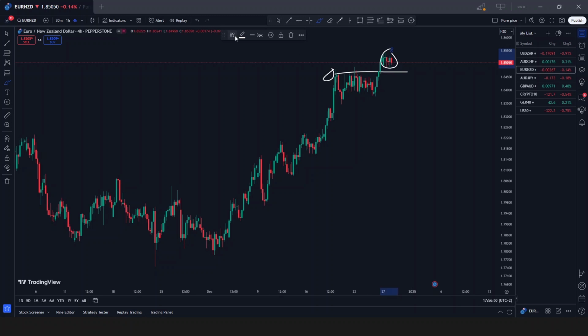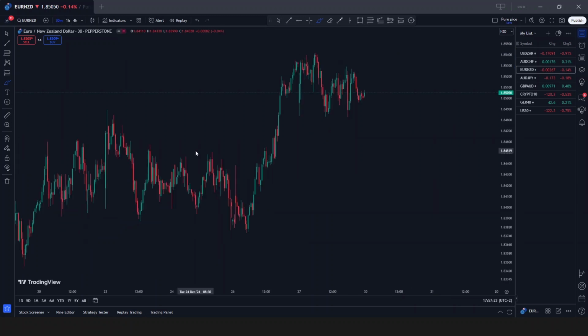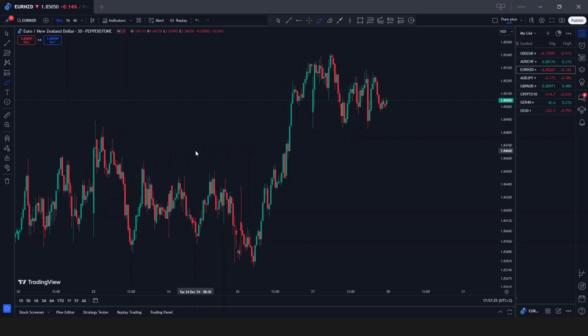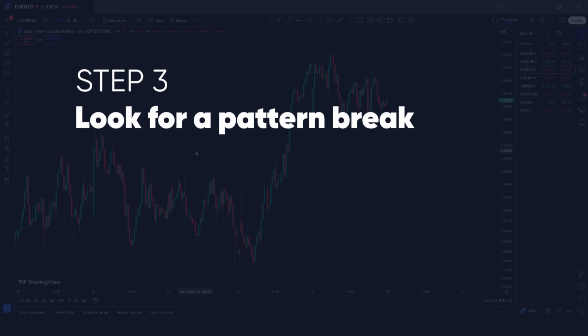So let's go to the third step. Now I'm on my lowest time frame, which is the 30-minute time frame. That's where the third step takes place. This is where you spot entry opportunities, or where we are looking for pattern breaks that will help you to execute that particular trade.